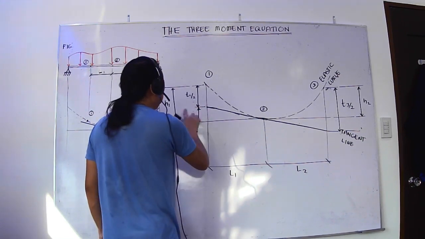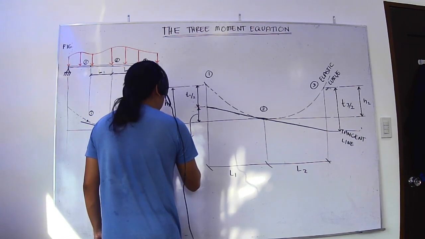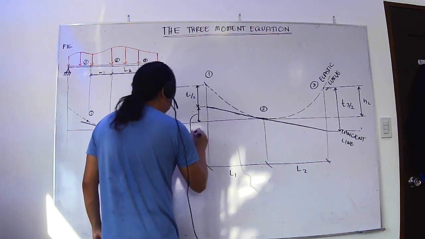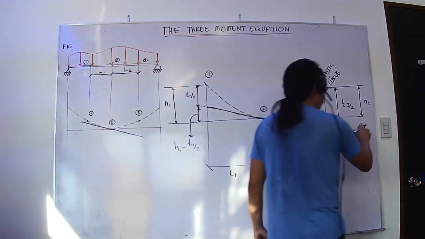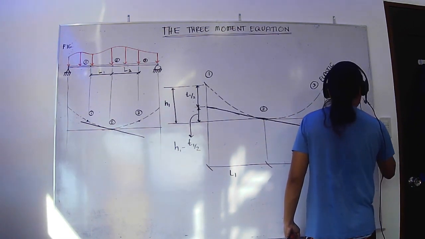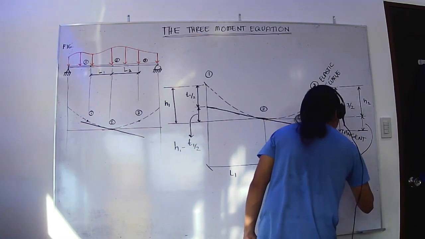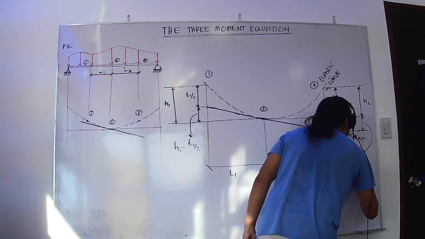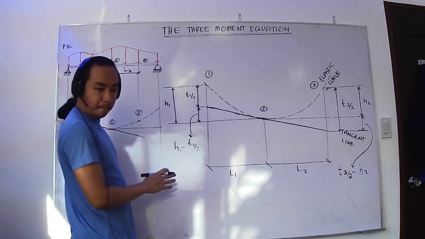H1 minus T1 over 2. This is that portion. Likewise, this one here is the difference between our H2 and this. This is the tangential deviation, minus H2. Okay?